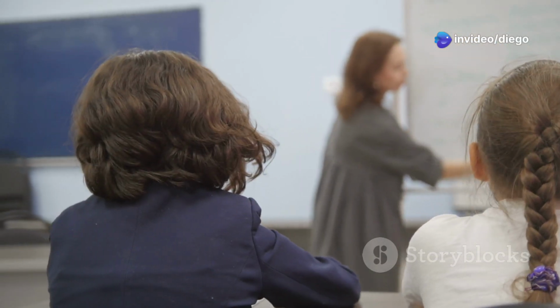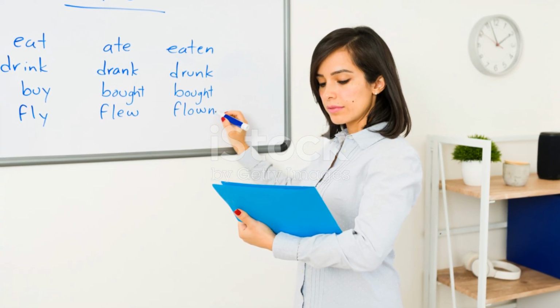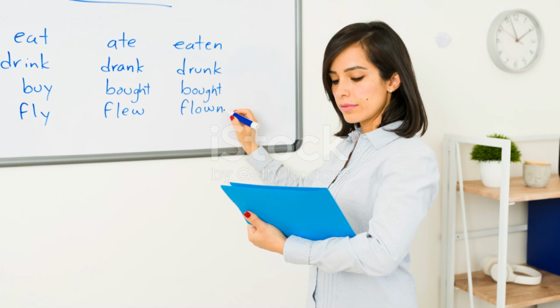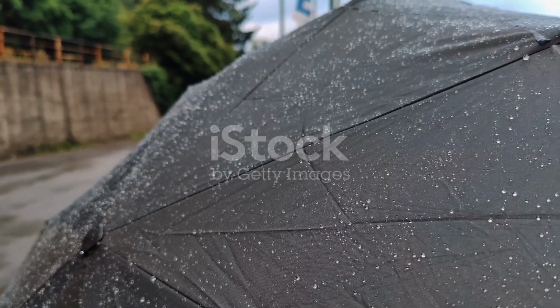Now, how is this different from the first conditional? It's important to distinguish between the two to avoid confusion. The first conditional deals with real and possible situations. These are scenarios that could actually happen. Its structure is if plus present simple and will plus base form of the verb. This is used for real possibilities. For instance, if it rains, I will take an umbrella. This is something that could realistically happen.